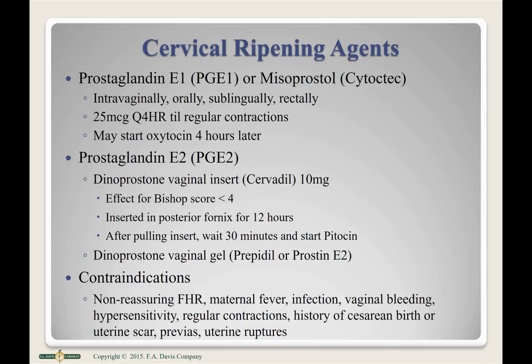And usually by that time, the cervix has softened and released some chemicals that stimulate labor, stimulate contractions to start. And then once we get to that point, we can follow through with the regularly planned induction and start Pitocin or whatever we do. So we give 25 micrograms every 4 hours until we get regular contractions. Once we get those regular contractions, then 4 hours after the last Cytotec, we can begin oxytocin.